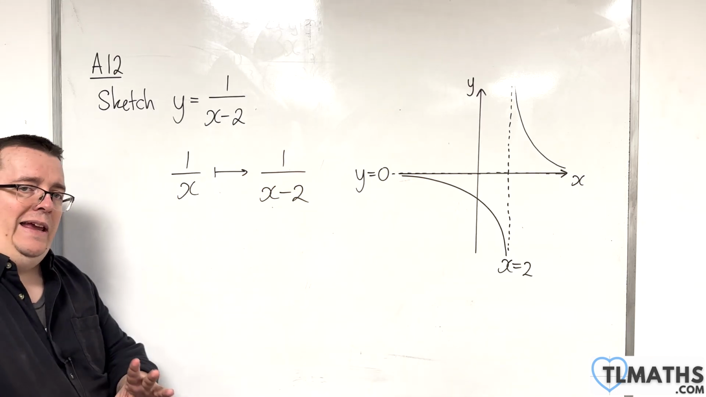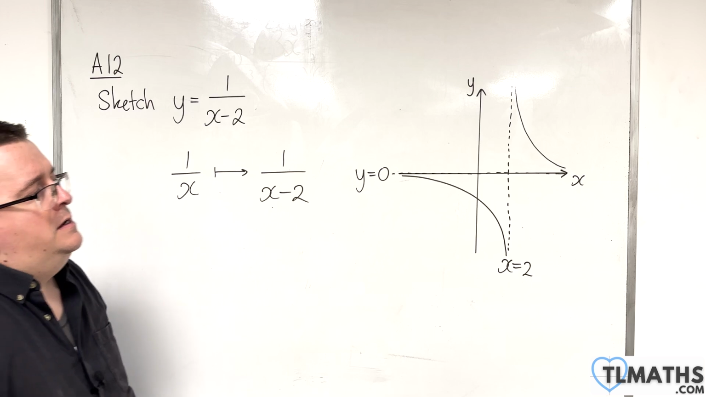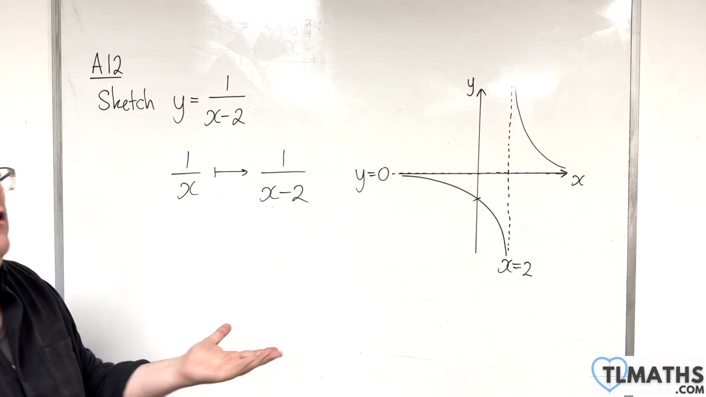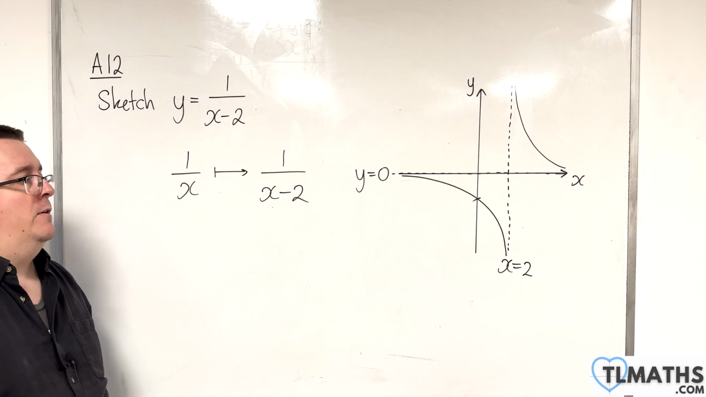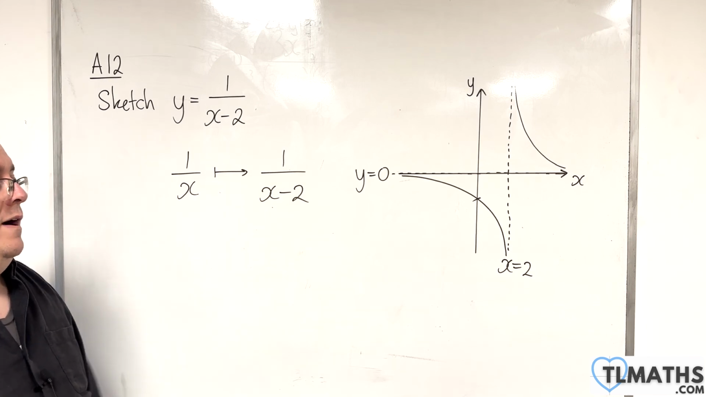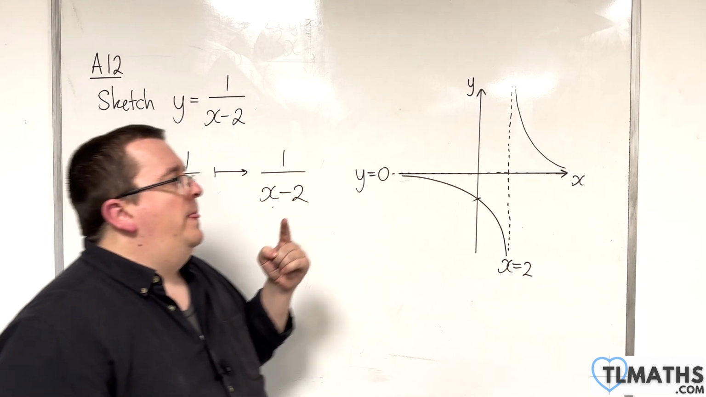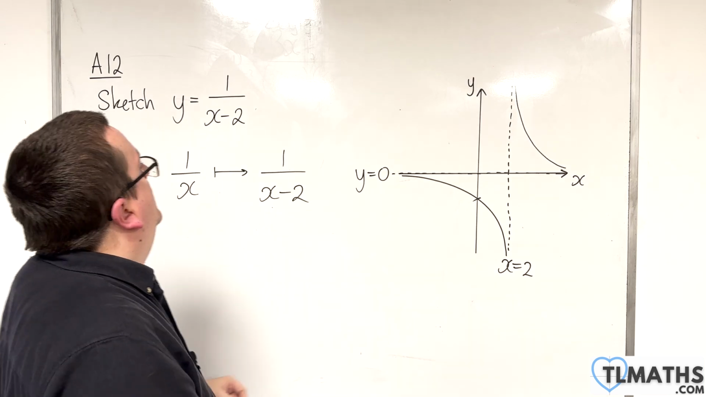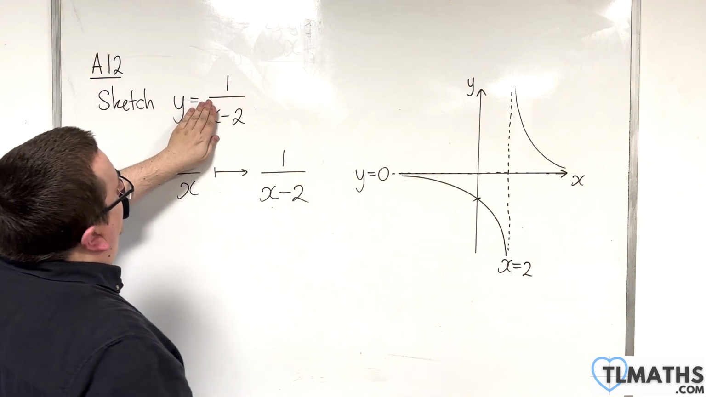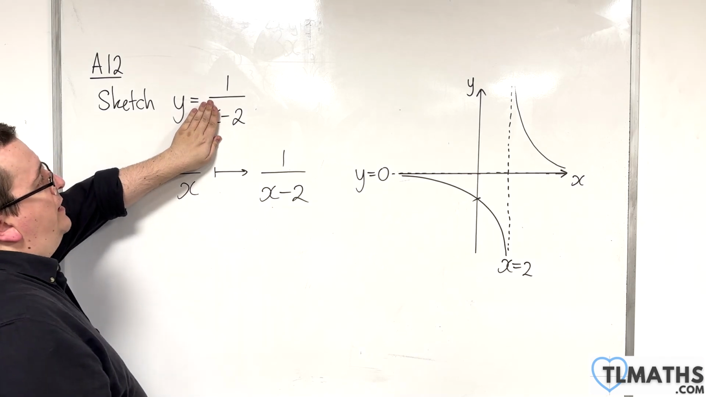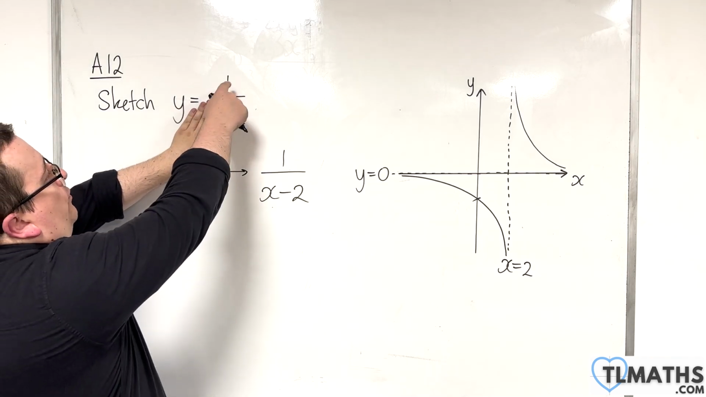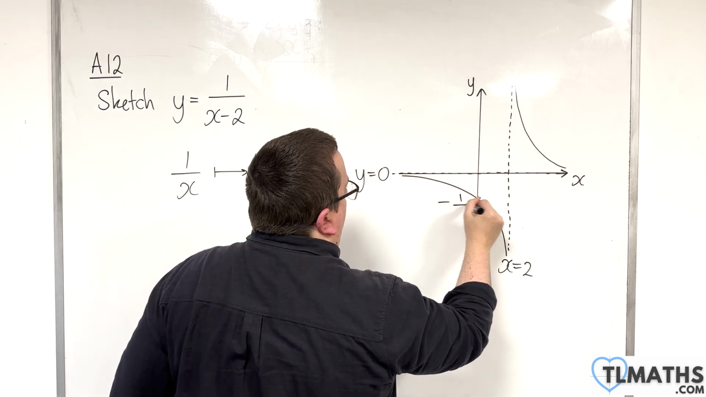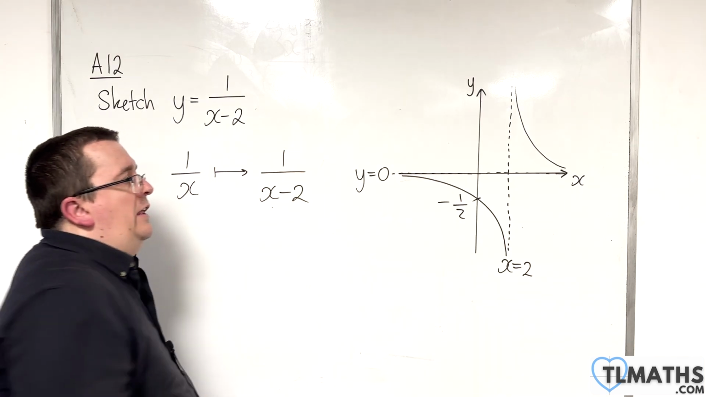So in translating the graph, we have gained one more point of interest, shall we say, okay? A point of intersection with the y-axis. And we know that we can work that out because that's when x is 0. So if I substitute x is 0 into my function, we get y equals 1 over minus 2, which is minus a half. And so this is my sketch.